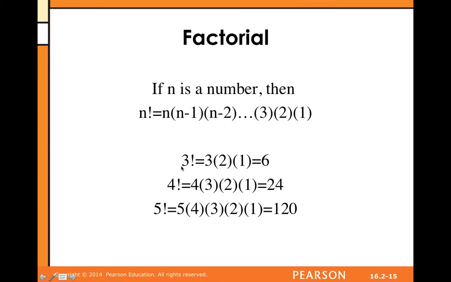So how does this work in practice? 3 factorial means start with a 3, then multiply by the number 1 less than 3, which is 2, then the number 1 less than 2, which is 1, and you get 6. 4 factorial, start with 4, then times 3 times 2 times 1. 5 factorial is 5 times 4 times 3 times 2 times 1, etc. 8 factorial is 8 times 7 times 6 times 5 times 4 times 3 times 2 times 1, and so on. If you don't understand this notation, the following couple of slides will be hard to understand. So make sure you understand what the factorial of a number is.